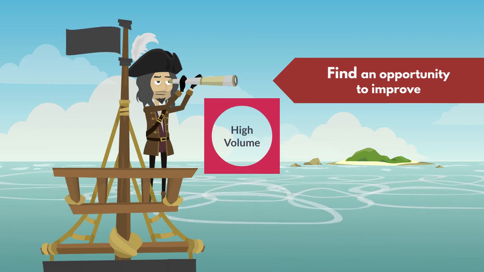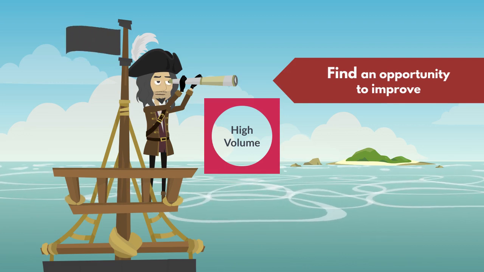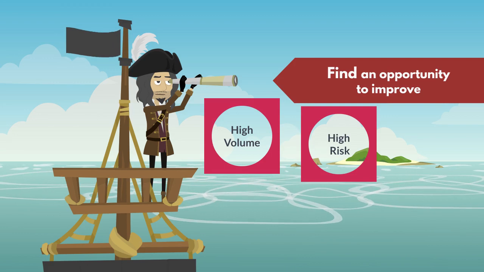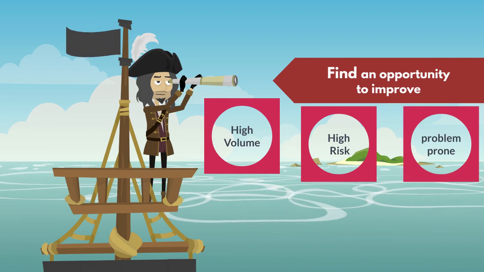High volume: areas that may need improvement due to their large volume or frequent repetition of process failure. Example, consistent breach of certain policy. High risk: processes that may lead to significant danger for patients, staff, and properties. Example, medication errors. Problem-prone: process failures that may lead to problems like increased waiting time or unavailable supplies.